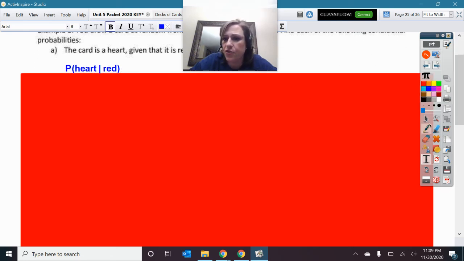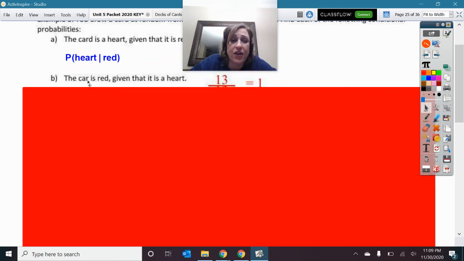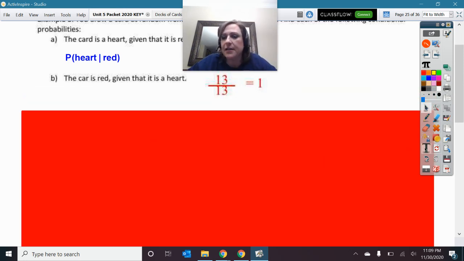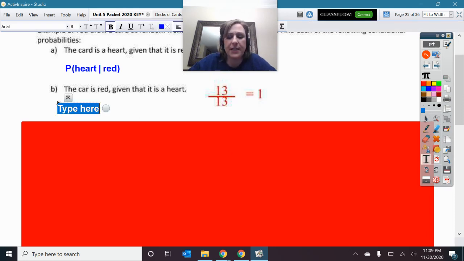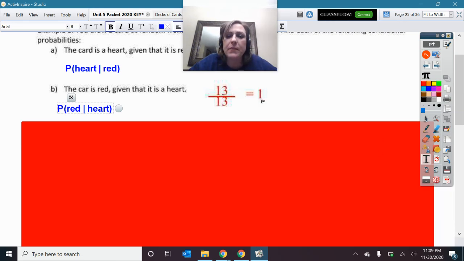All right, try the next one. The card, not the car, but the card is red, given that it is a heart. That's interesting. Think about that. What's the probability that it is a red card, given that it's a heart? Well, there are 13 hearts and 13 red hearts, so that's 13 out of 13, which is 1.